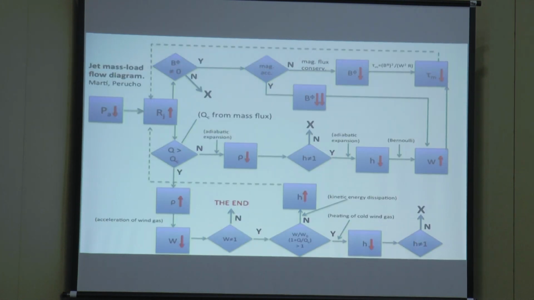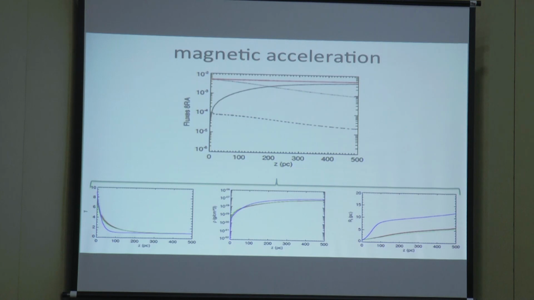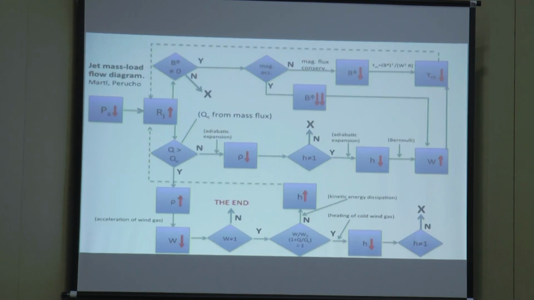I will end up with this diagram, Softlocks diagram, to explain. By the way, one warning note: you cannot believe our results from beyond Lorentz factor 2 because the approximation, as I said, is meant for very fast jets. So this diagram explains everything we got from these simulations.